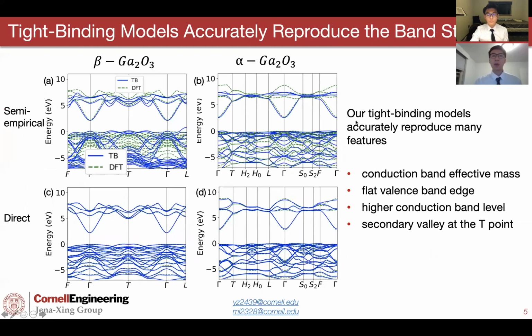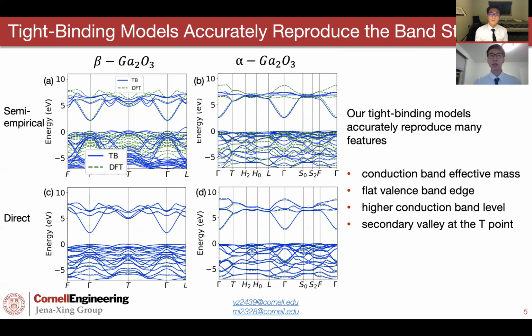Here are 4 band structure plots that our tight binding model produced as compared to DFT calculated band structures. The solid blue curve indicates the tight binding model, and the dotted green curve represents the DFT model. The A and B plots are from semi-empirical calculation based on atomic orbitals, and C and D plots are from direct calculation based on the Wannierized orbitals.